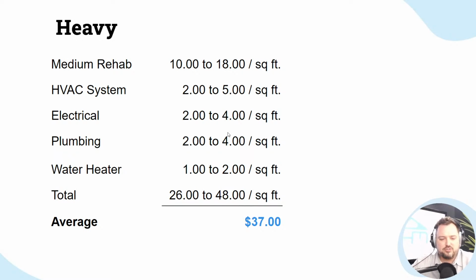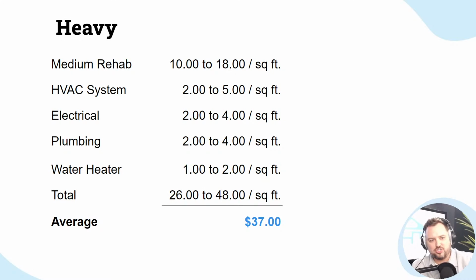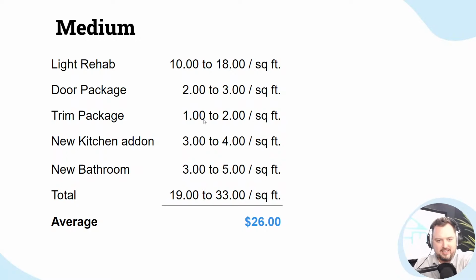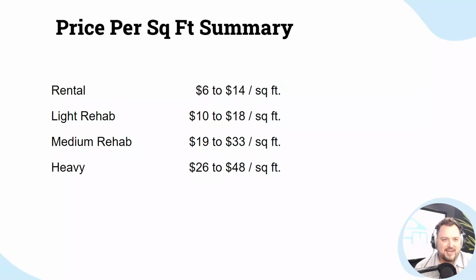HVAC systems, electrical changes, plumbing changes, water, medium rehab. So what we've done is we've taken our medium rehab and we've added on some additional rehab of the HVAC, the electrical, plumbing. If you can see that, the medium rehab is rolling over into our heavy rehab, which puts us at an average of about $37 price per square foot. So basically, $6 to $14 if it's a rental, $10 to $18 if it's a light, $19 to $33 if it's a medium, and $26 to $48 if it's a heavy.